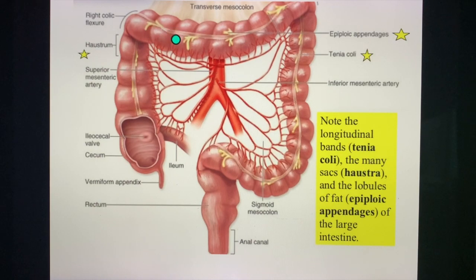You notice these longitudinal bands of muscle here, which is unique for the large intestines. This is the taenia coli. Then we have the lobules of fat. So let's enlarge this. There you go. Those yellow lobules of fat. This is also specific for the large intestines. This is what we call the epiploic appendages, or the appendices epiploicae.